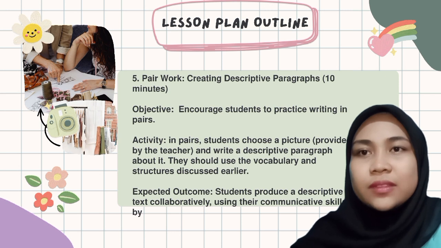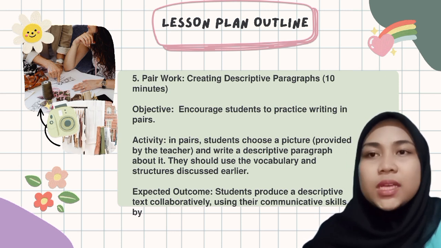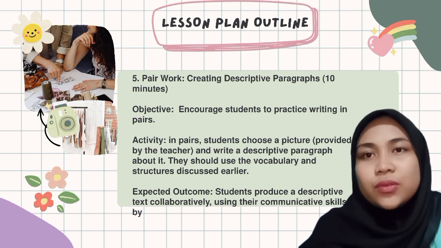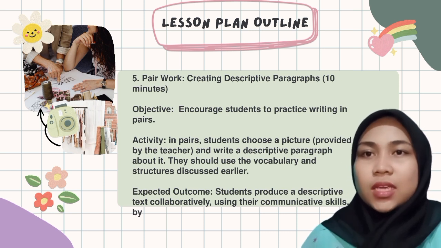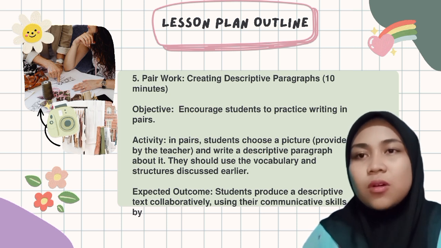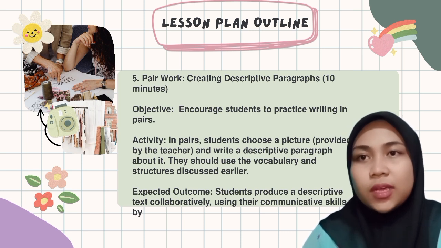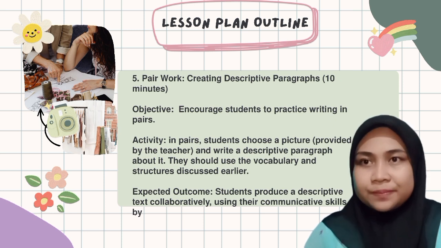The next is working in pairs, where students make a descriptive paragraph together. The time used is 10 minutes. The aim is to encourage students to practice writing in pairs. The activity is done in pairs. Students choose a picture provided by the teacher and write a descriptive paragraph about the picture. They should use the vocabulary and structure discussed earlier. Expected outcome: students produce descriptive text collaboratively using their communicative skills.